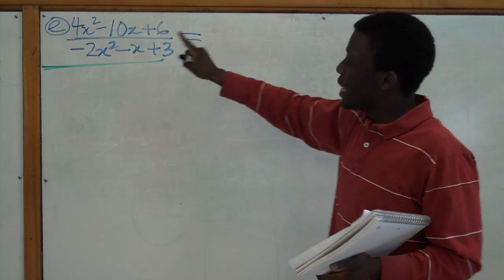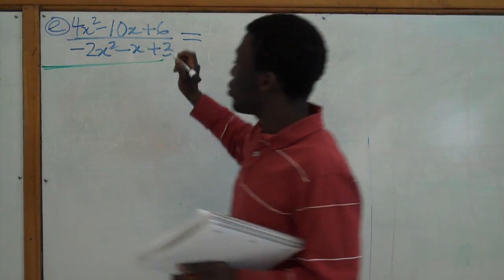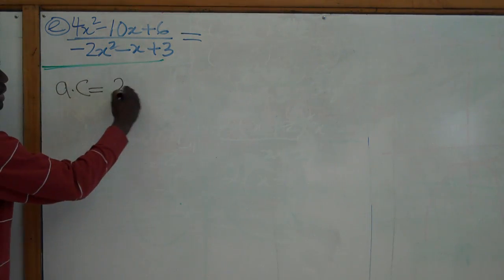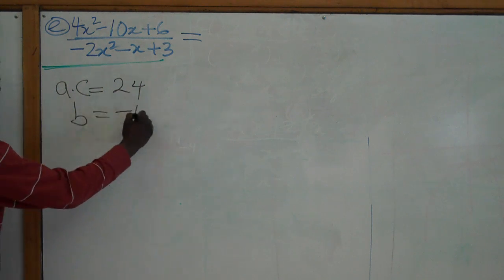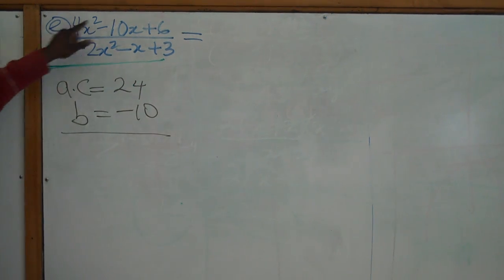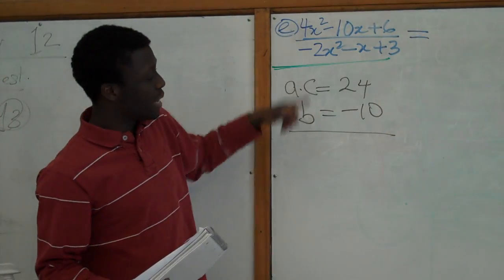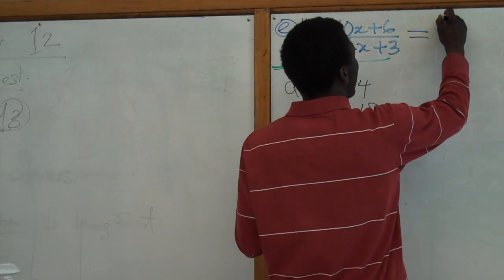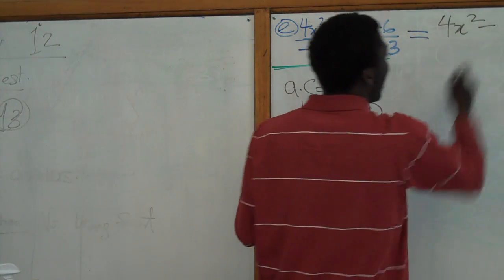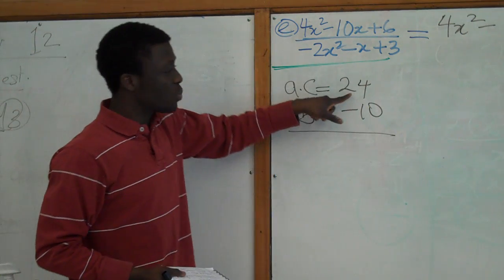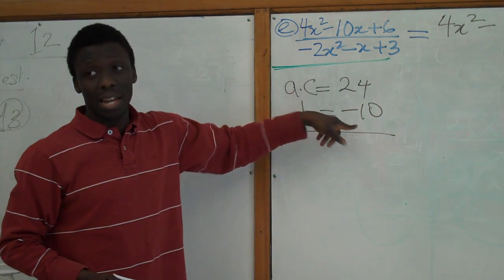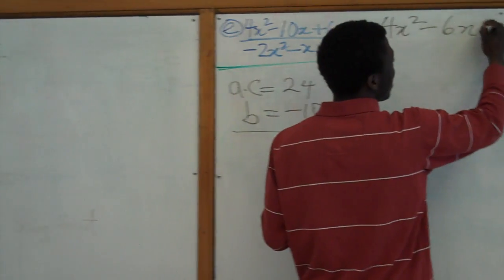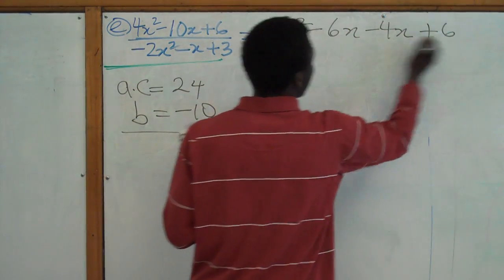The AC method simply tells us that we find two numbers that when you multiply them will give you AC, and when you add them will give you B. And so 4 times 6 is 24, and your B is minus 10. And so using the AC method, you write it out as 4x squared minus. Now you need the two numbers. What two numbers multiply to give you 24 and add to give you negative 10? The numbers are negative 6 and negative 4. And so you get 4x squared minus 6x minus 4x plus 6 on top.